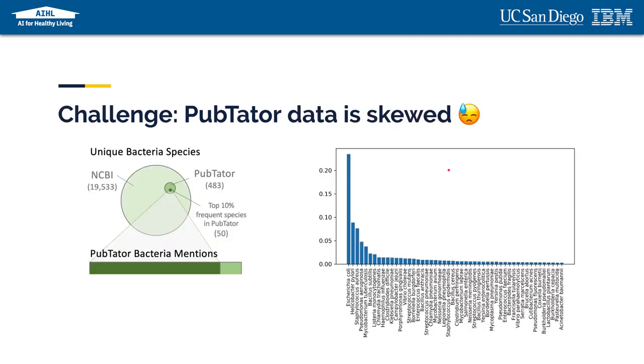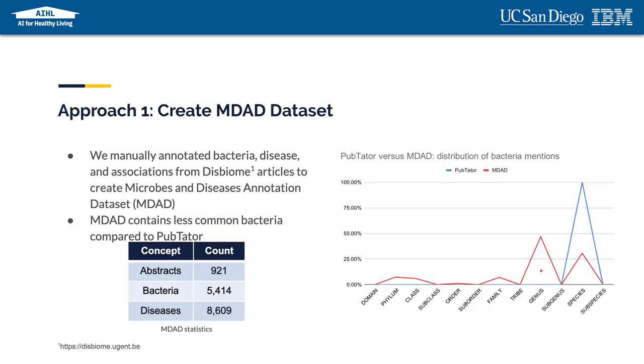However, one challenge with PubTator is that it's skewed. It doesn't have very many unique bacteria mentions, and of its bacteria mentions, the most common bacteria are overrepresented compared with the more rare bacteria. So we have two different approaches to deal with this skew.